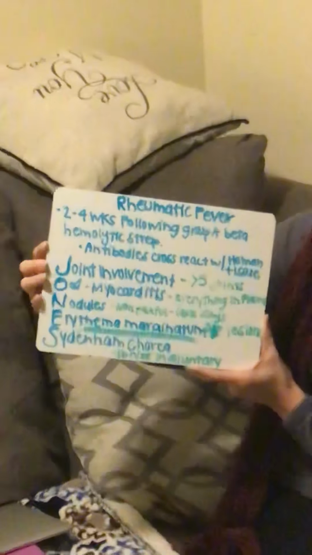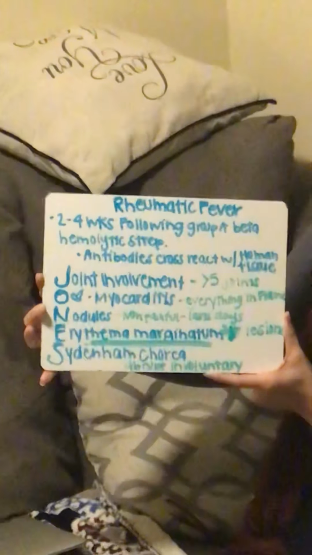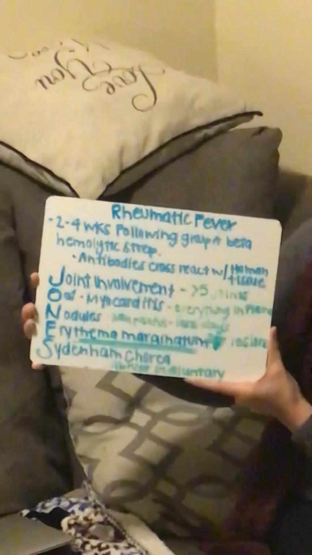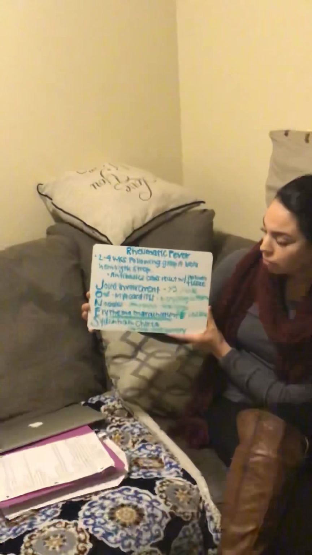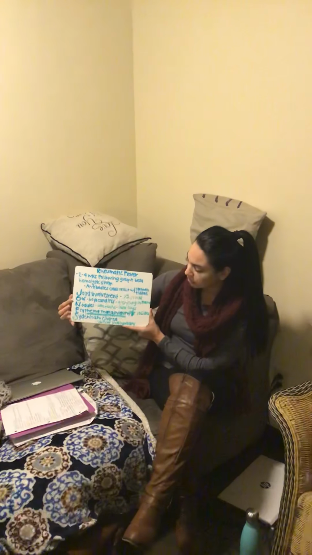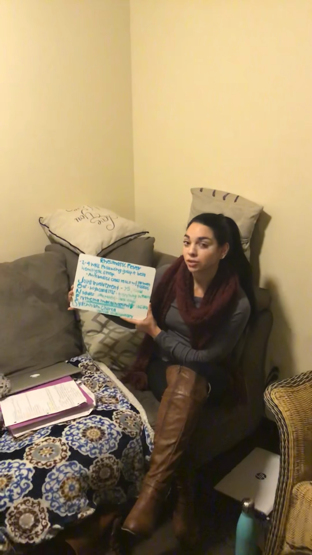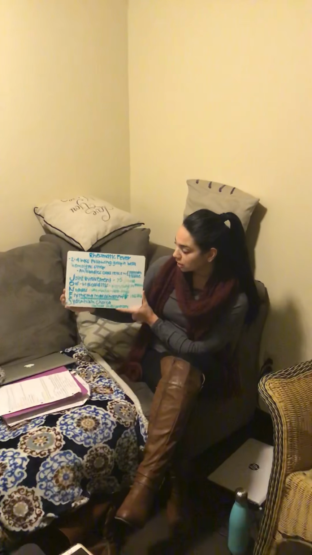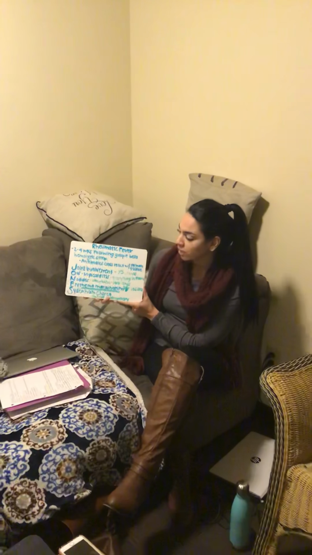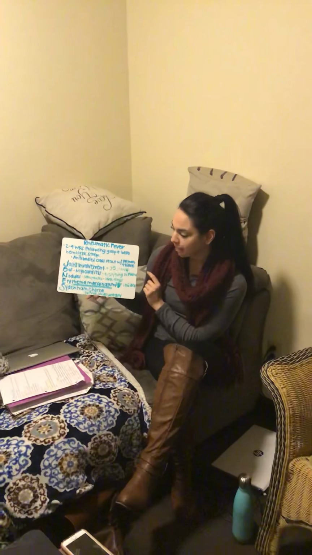A mnemonic to remember the criteria is Jones. The J stands for joint involvement, and typically this is going to affect more than 5 joints. Then you move down to the O, which looks like a heart, and that stands for myocarditis. So you have inflammation of the muscle tissue of the heart, usually involving the entire heart. Everything is inflamed, and this is a big thing that leads to our valve problems, so that's something to keep in mind.